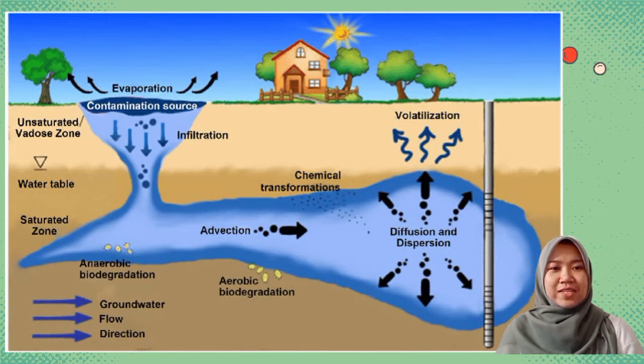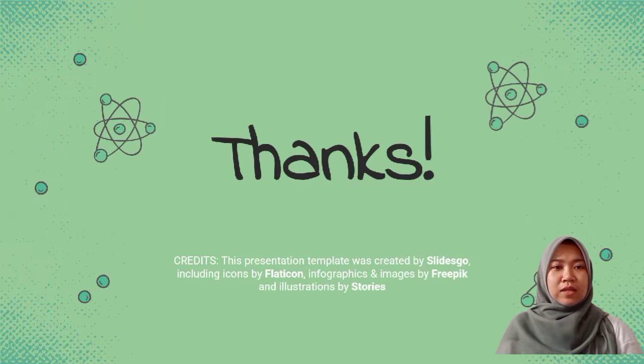In this figure, we can see how the advection, diffusion, and dispersion take place in the groundwater contamination through biochemical process. That's all from me.